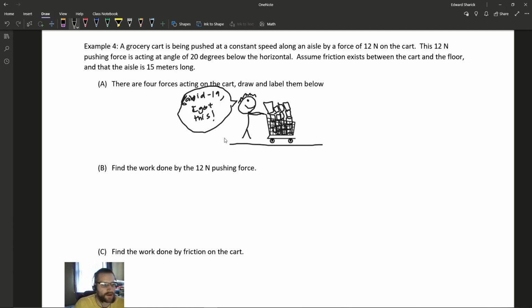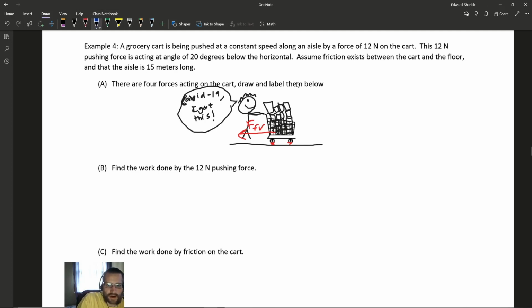Good stuff. All right. So there are 4 forces acting on the cart. We're going to go ahead and draw and label those. And these are going to be very similar to what we had in the last example, right? So if you want to go ahead and give that a try, and I'll label them here. It does say to assume friction exists between the cart and the floor. So there's some friction in the wheels here. It's not perfect. We're going to lose some energy there. So there is some frictional force acting to the left.